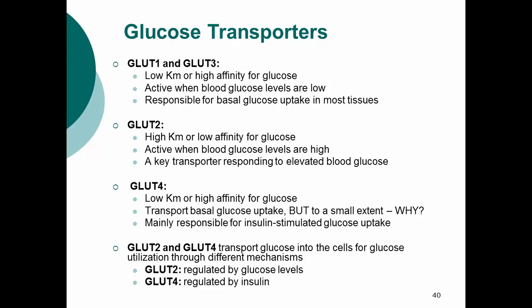So group 1 and group 3 are more active even when we have lower blood glucose levels. They transport glucose at a basal level, right? Even when you have a lower blood glucose level, for example under fasting conditions, group 1 and group 3 can be active to transport the glucose into the cells. And group 2 usually has a high Km, or low affinity, for glucose.